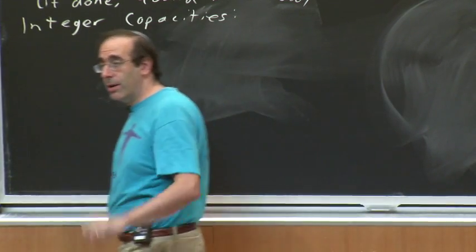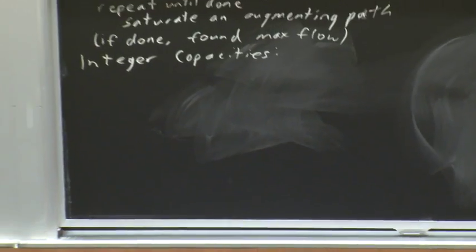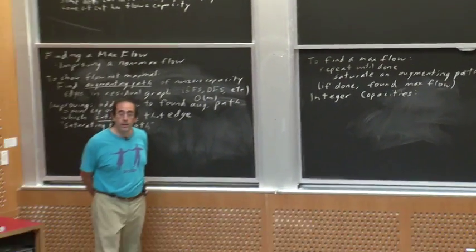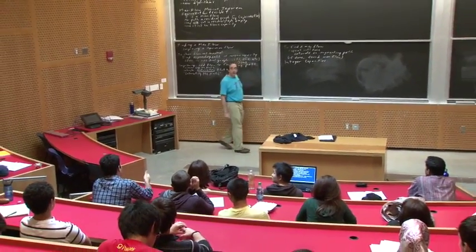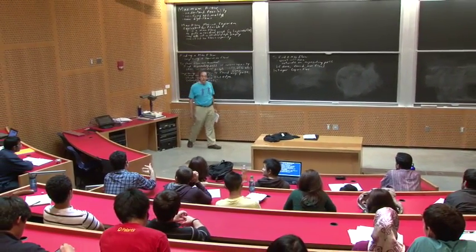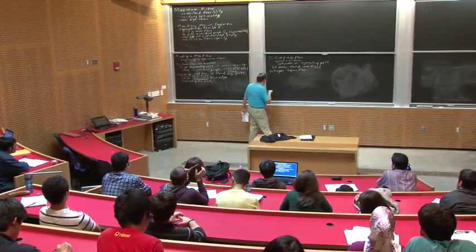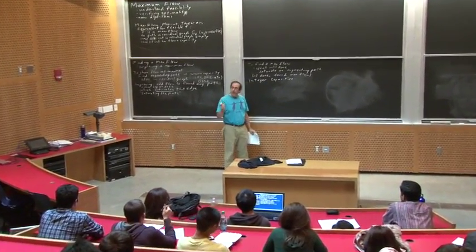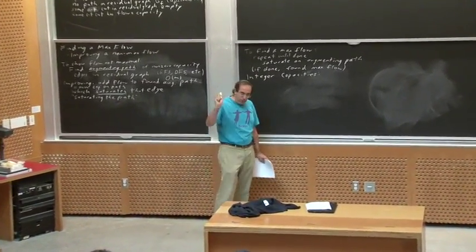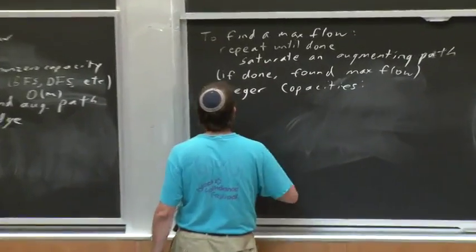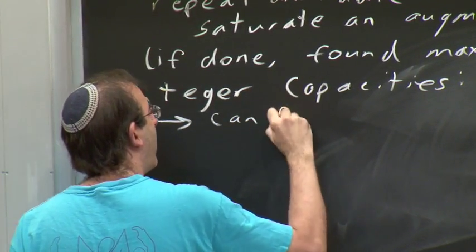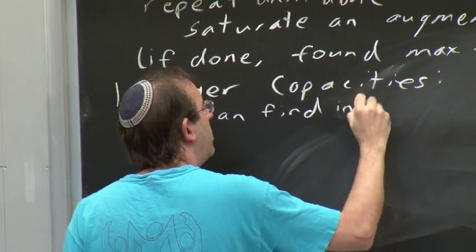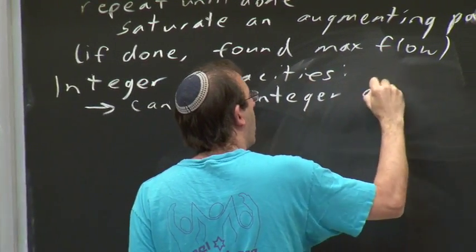But in the integer case, there are things I can say. If there are integer capacities, then we can be sure that the max flow is actually an integer number. And we can also be sure that every time we augment, we can augment by an integer number. So let me focus on the second one. So if we have integer capacities, that implies that we can find an integer augmenting path.